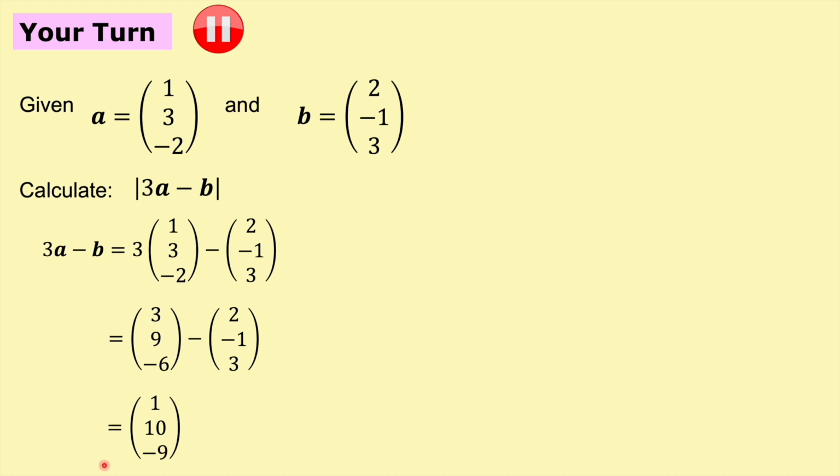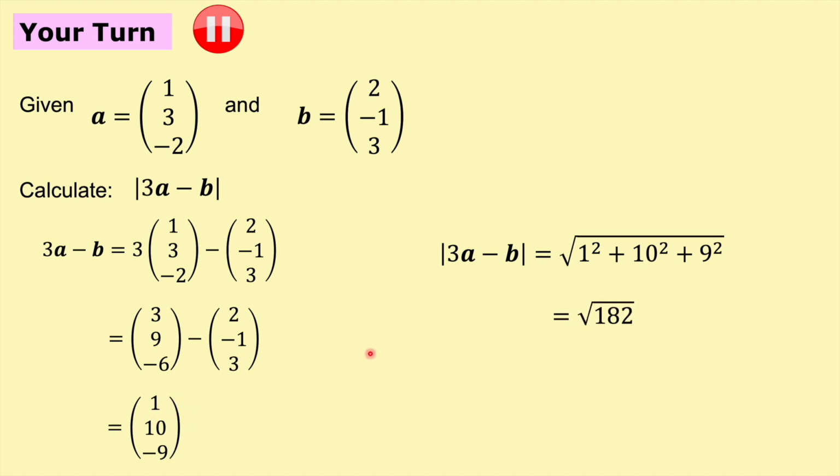We've now got this column vector for our 3A subtract B, so we can calculate the magnitude. So we've got the square root of 1 squared, add 10 squared, add 9 squared, to get the square root of 182. Pop it in your calculator to get 13.49 rounded to 2 decimal places. So really well done if you got that.